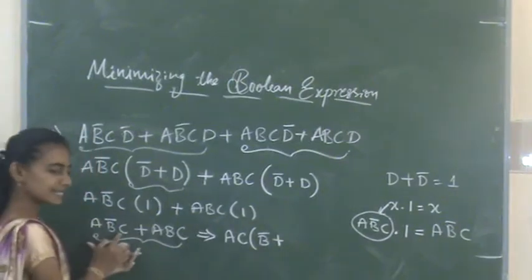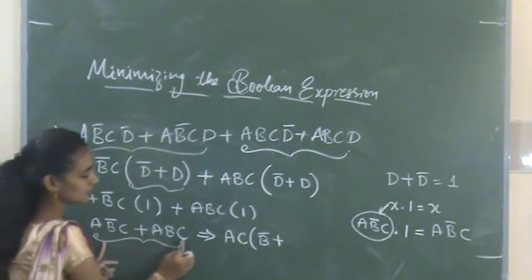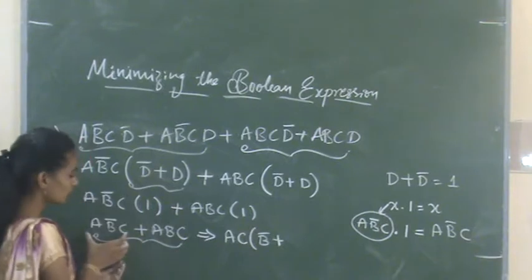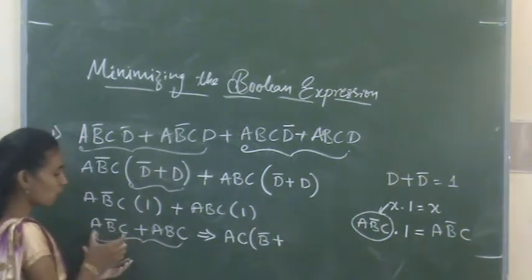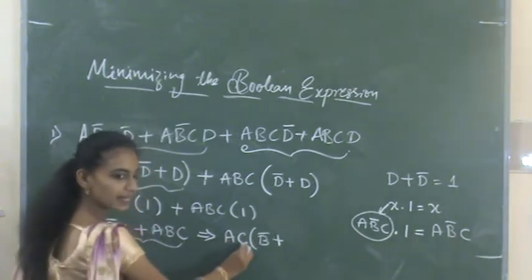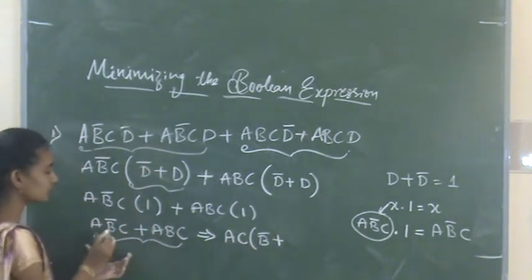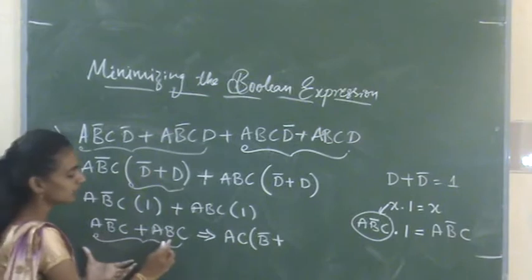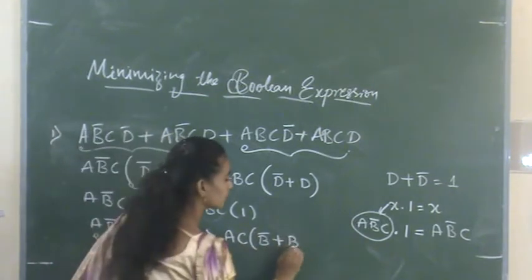The term AC is there, and in this term also we have AC, right? So in these two terms we have a common factor, that is AC. So that's why I am taking AC as common here. So the remaining is B bar, right? So here the remaining is B.